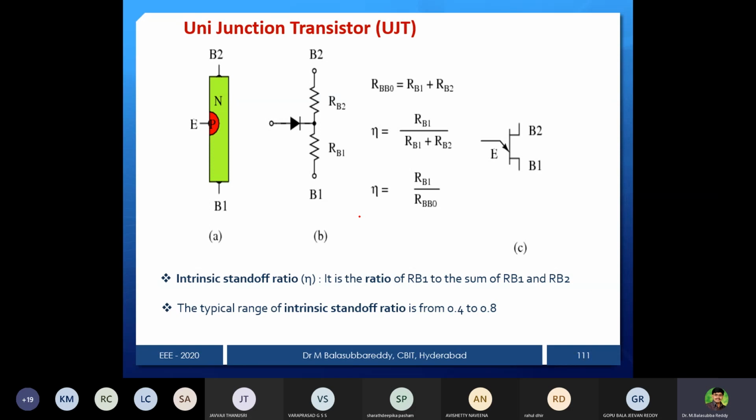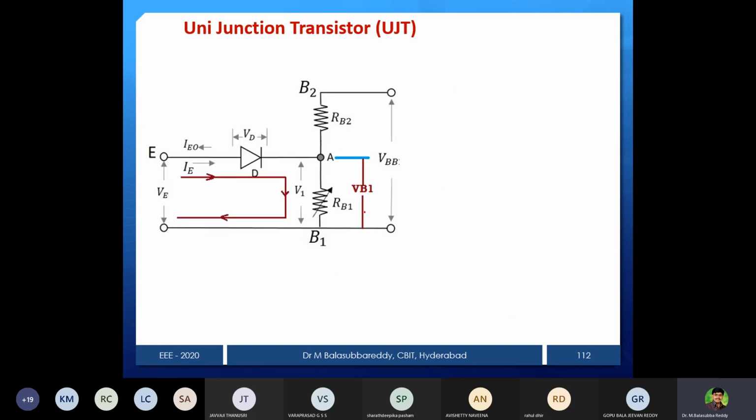Now the typical range of eta, that value is 0.4 to 0.8. This ratio value will be this one. And now we can see the equivalent circuit, same thing. What is our intention is, I want to vary this emitter voltage, because there are terminals emitter, base 1, base 2. So I vary the emitter voltage, and this voltage VB1 reaches some certain value. That value is a peak value or required voltage. Like a thyristor, I said, no, VGT. What is VGT? Gate triggering voltage. That is the minimum voltage required to trigger the SCR.